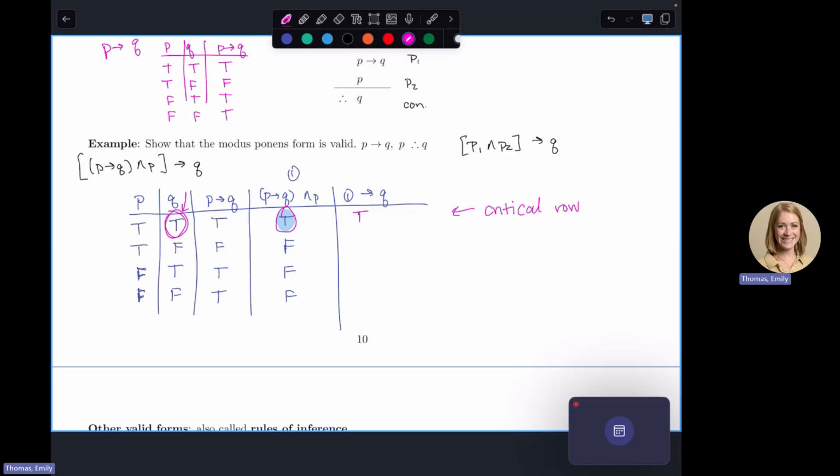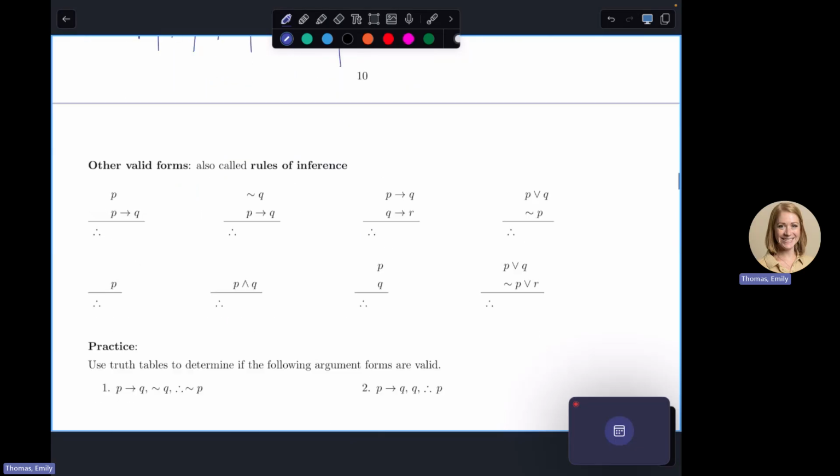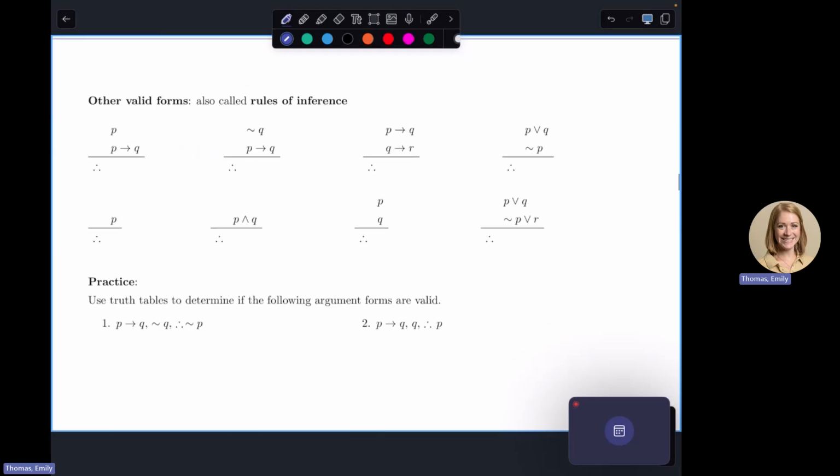Okay. So this is valid. And we are ready to look at some rules of inference. This is another one of those things, like the common logical equivalences, that is good to be able to refer back to, like maybe put these on a note card to use them.